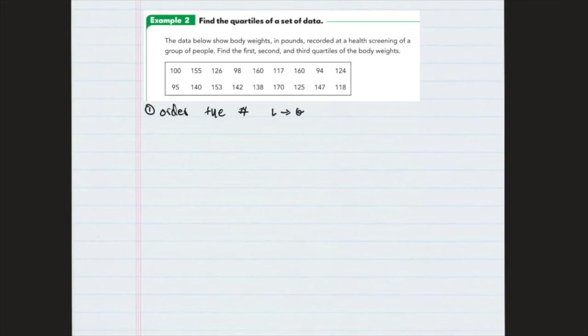As you do this, it's important not to scribble out data because you might need it again, and if you scribble it out, you might lose it. So what I like to do is just circle it. I'm going to list out my numbers here, and I'm looking for the smallest one. It's not going to be 100. It's not going to be 155. 98 is pretty small. 94. 94 looks like it's my smallest one. So I'm going to circle 94.